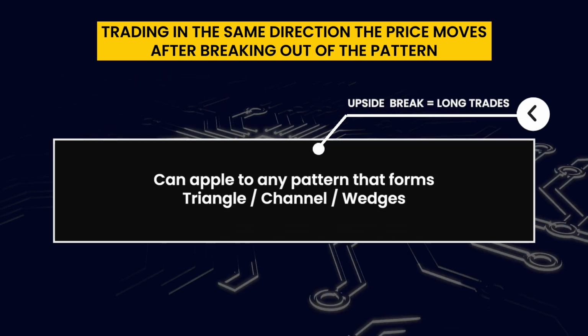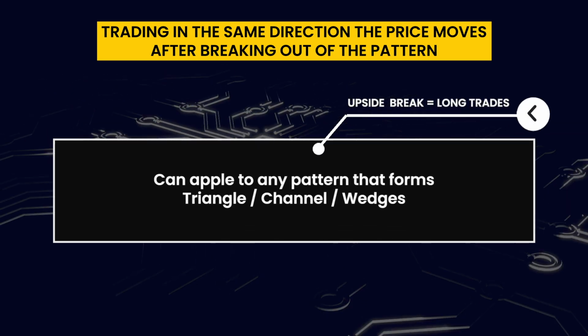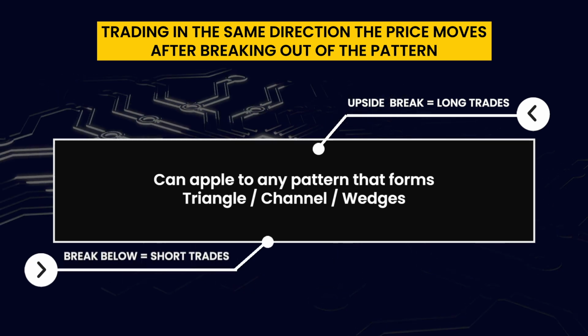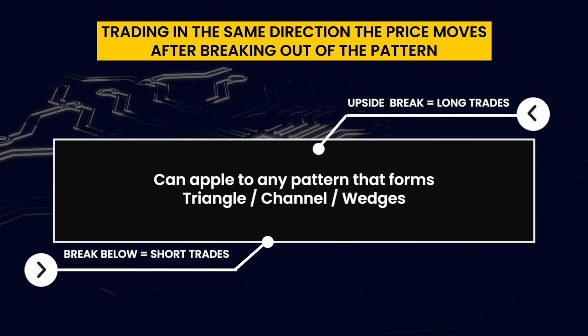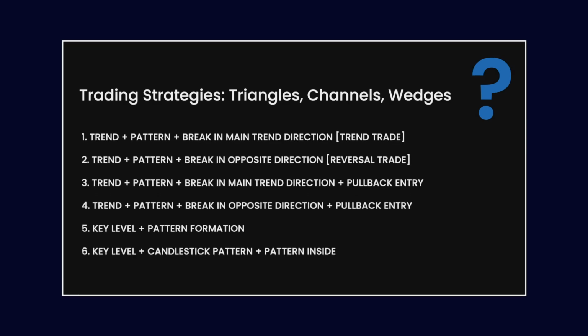If the breakout is to the upside, you'd look to trade in that direction. If it breaks to the downside, you'd trade accordingly. Let's break down the different strategy setups. We'll begin with the first: spotting a trend, then identifying a pattern forming, and finally waiting for a breakout that continues in the direction of the original trend. This is what we call a trend continuation strategy.